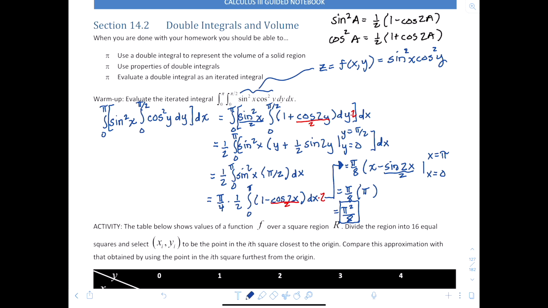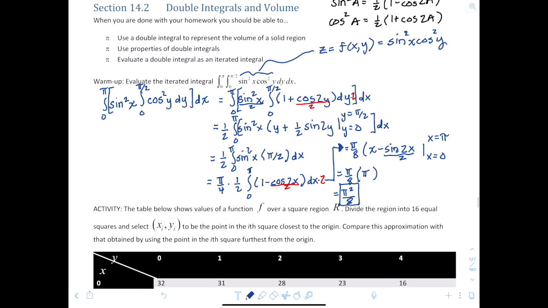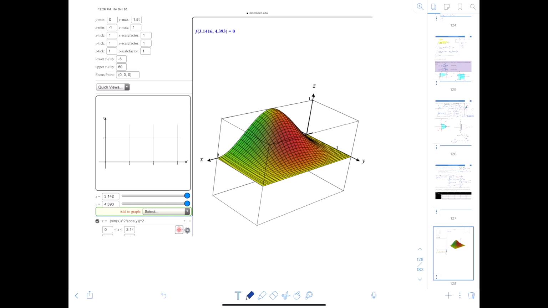So what changes, though? This is the area, right? Here, x is going from 0 to pi, and y is going from 0 to pi over 2. That's really just some rectangular region, right? And then your height values are represented by sine squared at x times cosine squared at y. So here's the visual of what we found.